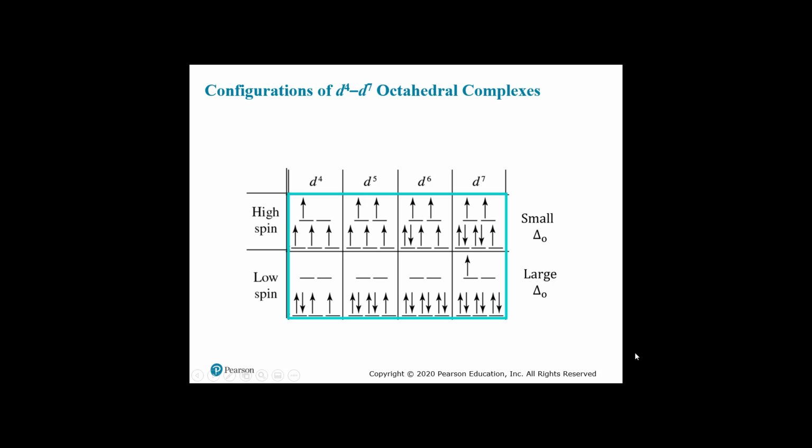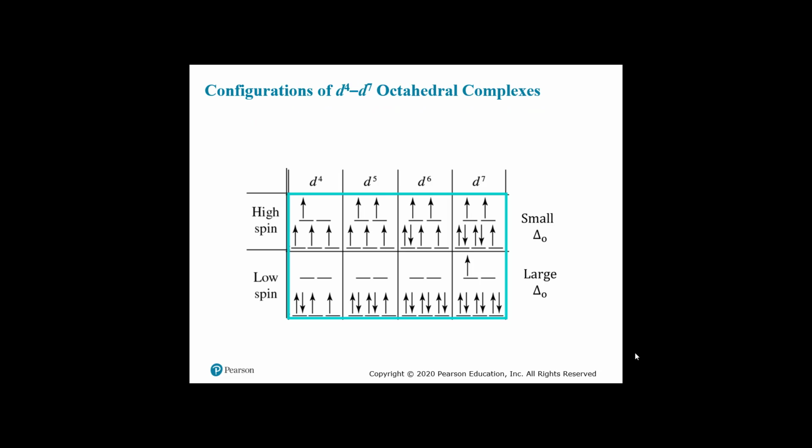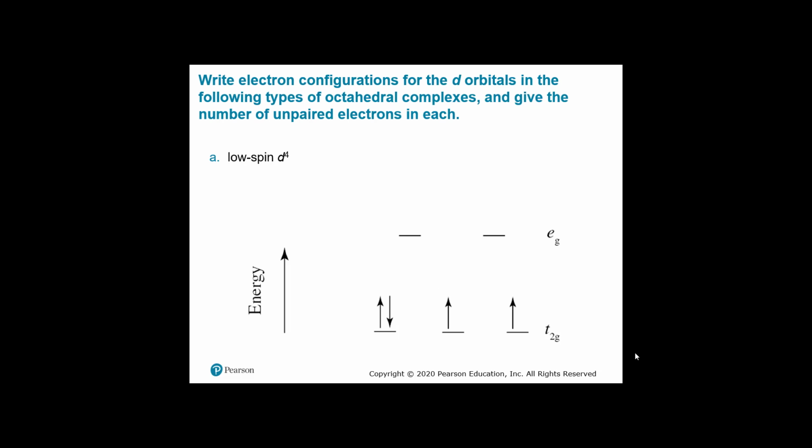And here's a slide that's highlighting those points, so d4 to d7. Okay, write the electron configurations of the d orbitals in the following types of octahedral complexes. So we're looking at octahedral. A low spin d4. I've given you a lot of the information here, but if it's low spin, then it has fewer unpaired electrons relative to the free metal.